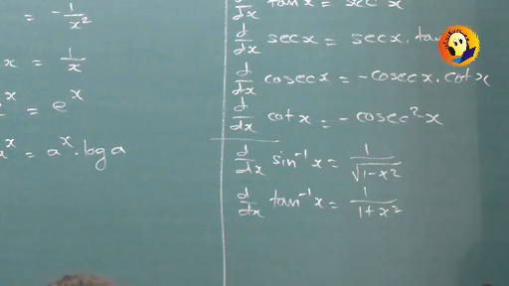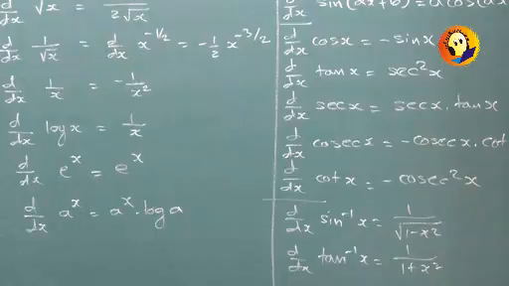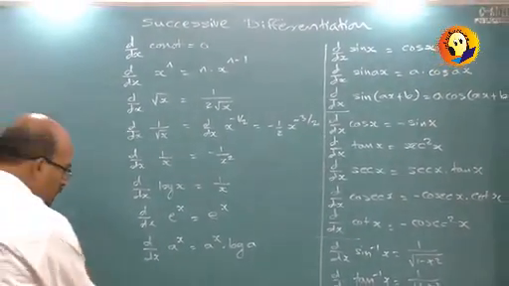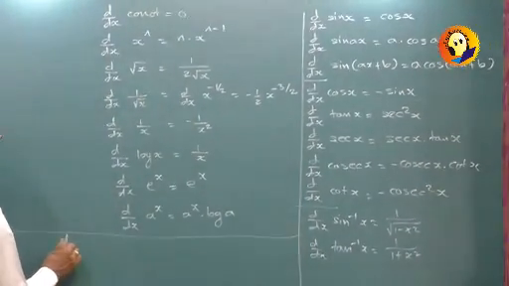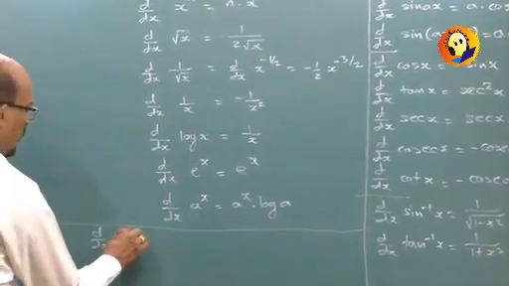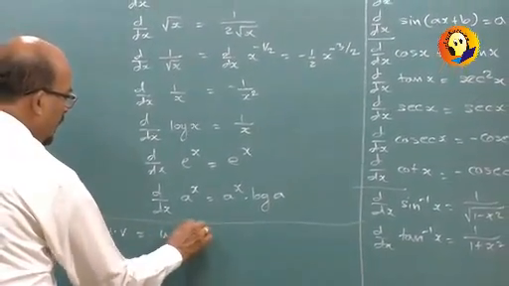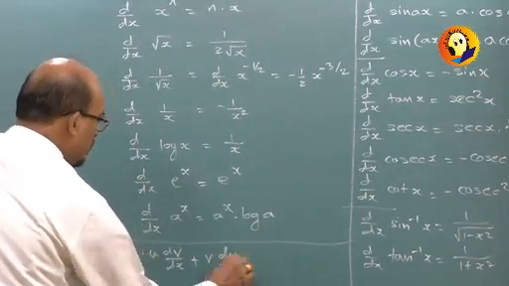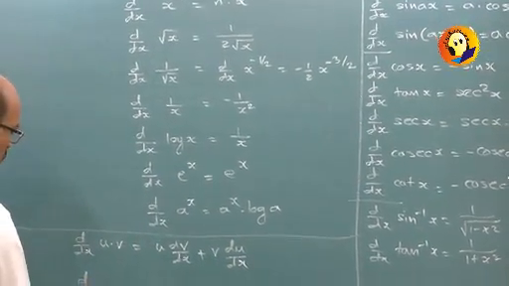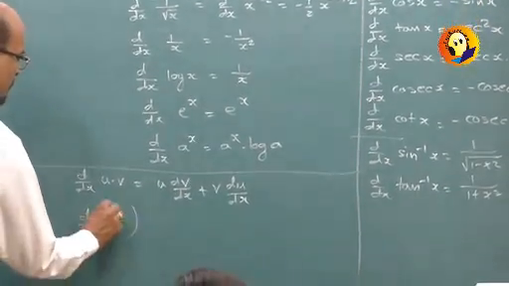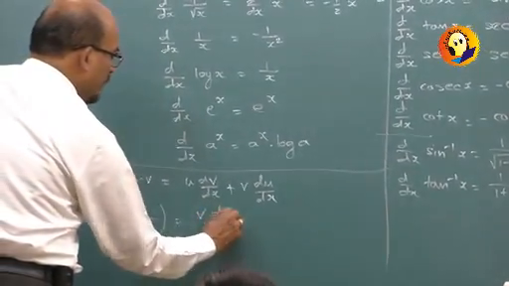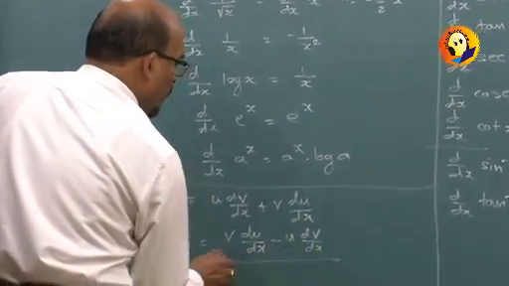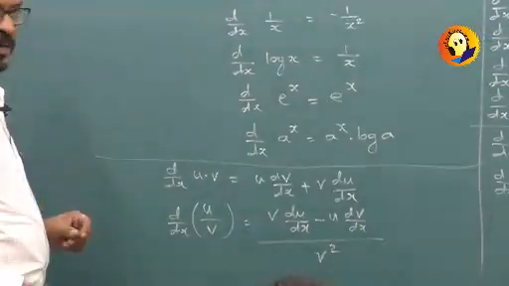This will be the minimum set that we will require. If you know it, fine, otherwise make a note. And of course d by dx of u into v is u dv by dx plus v du by dx, and d by dx of u upon v will be v du by dx minus u dv by dx whole thing upon v square.